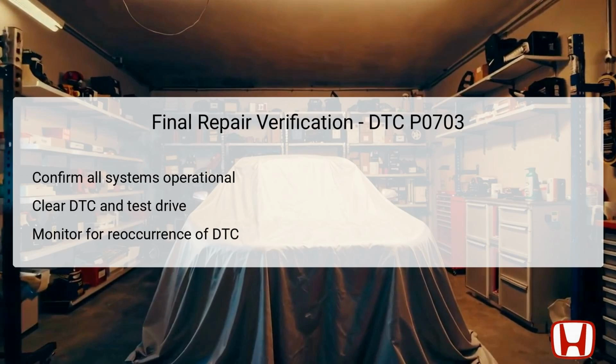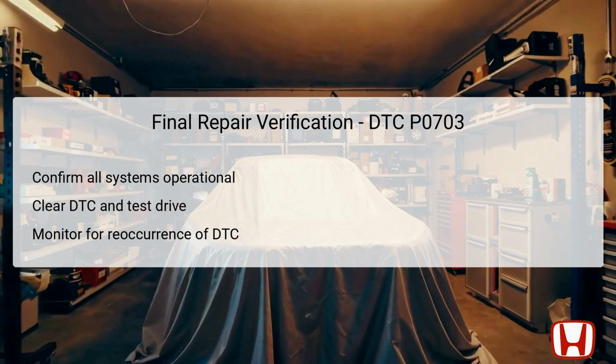The final repair verification stage is essential to ensure that all systems are back to optimum operational status following the troubleshooting of DTC P0703. After carrying out repairs or replacements for affected components, confirm that all related systems are functioning properly without any warning lights activating on the dashboard. The next step is to clear the Diagnostic Trouble Code, DTC, from the vehicle's memory using the HDS. Subsequently, conduct a test drive under various driving conditions to simulate normal operation of the vehicle.